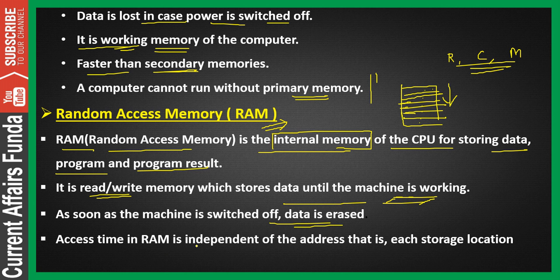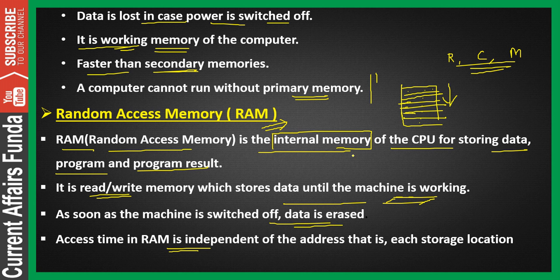Access time in RAM is independent. I already told you it can access any data from anywhere. So what is access time? The time taken to access our data is called access time. So it is independent. It is not dependent on whether it wants to access data from here or from here; it will take the same time.